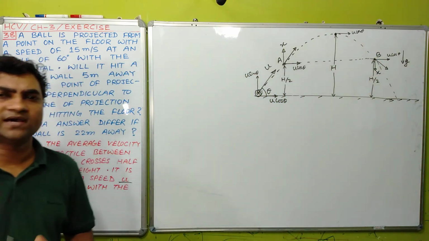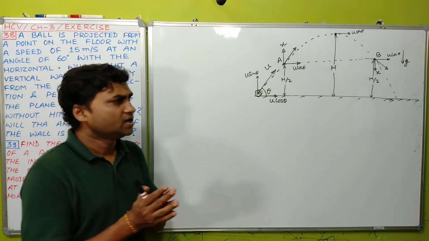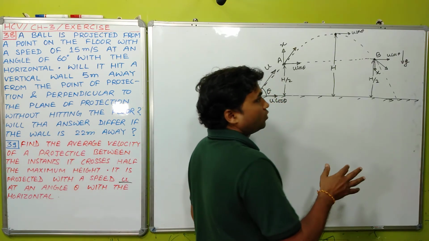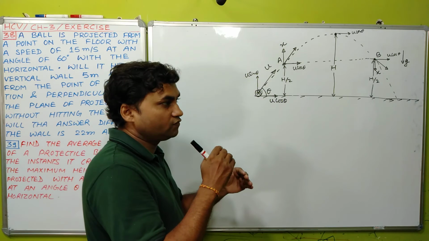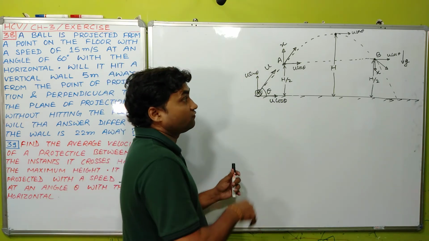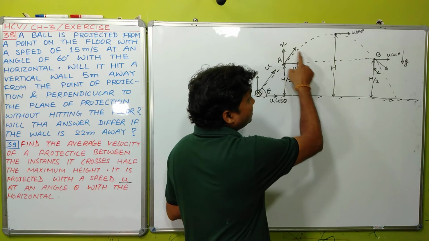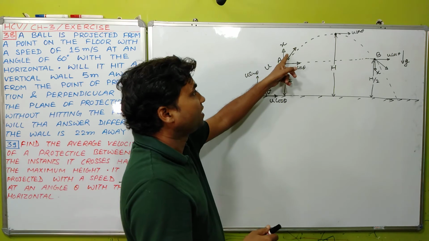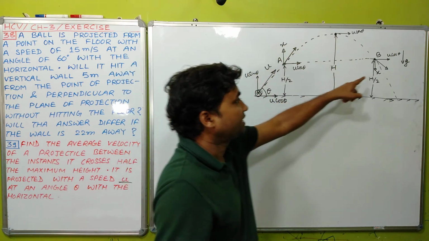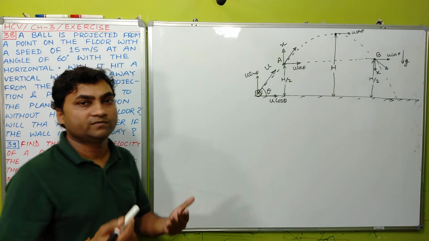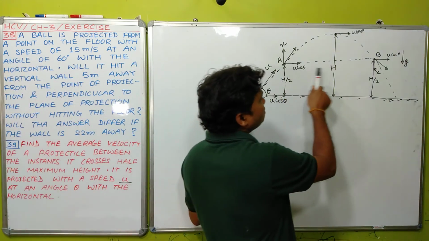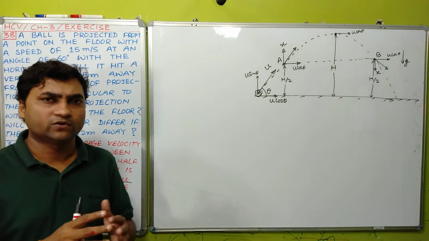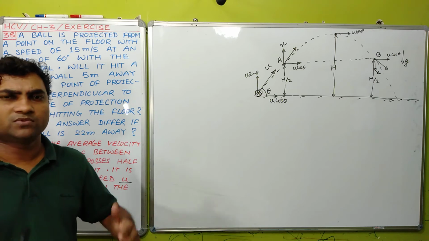Now finally we have to calculate average velocity. While calculating average velocity, the vertical component of velocity will be cancelled out. Why? Because there is the same value in the upward direction and the same value in the downward direction, so this will be cancelled out. Finally, only u cos theta, the horizontal component of velocity, will contribute to the average velocity, and its value is constant. So now the situation is very simple.